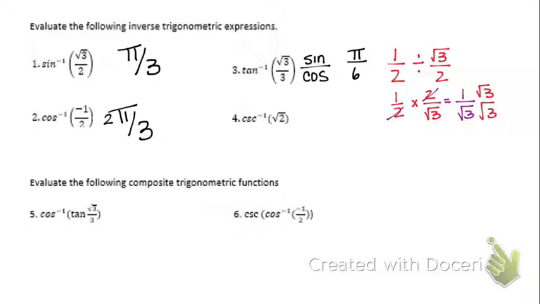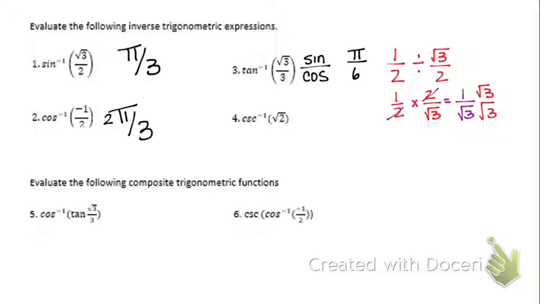So when you see this, if you see root 3 over 3, tangent or cotangent, you need to divide it to figure out the angle. You can't just look at the unit circle. Unless it's sine or cosine, you have to divide it out. Okay, so pi over 6.